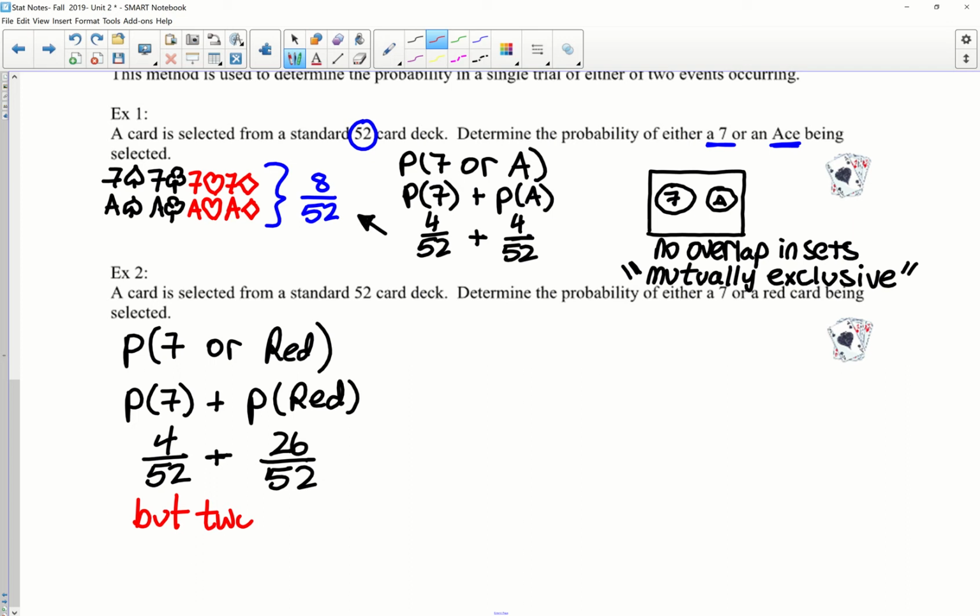But 2 of the reds are also 7s. Which means that we're accidentally double counting them. So what I want to do is subtract off those 2 reds, those 2 red 7s, 2 out of 52. All right, so what I want to do is add a little extra ingredient to my formula, subtracting off the overlap.